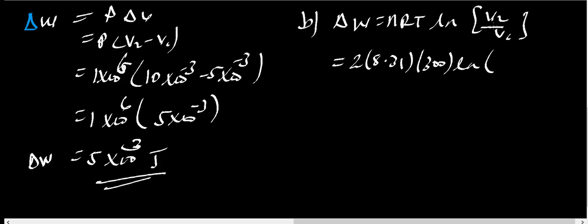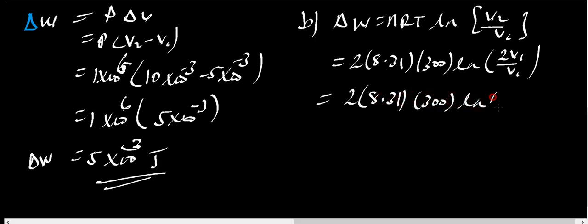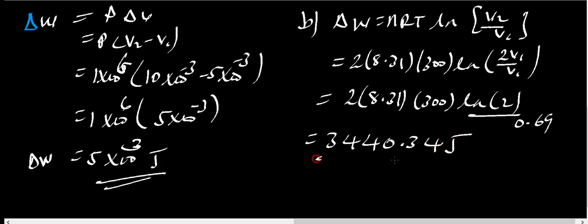V2 is 2 times V1. 2V1 over V1, so this is 2 times 8.31 times 300 ln of 2. What's ln of 2? ln of 2 is 0.69. 0.69 times 300 times 8.31 times 2, multiplying gives 344 point 34 joule. This is work done under what?